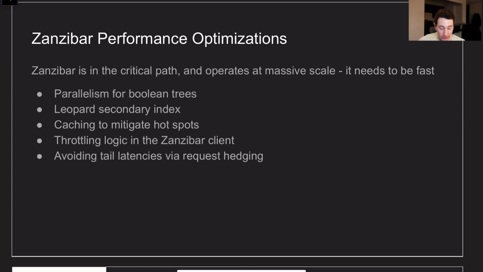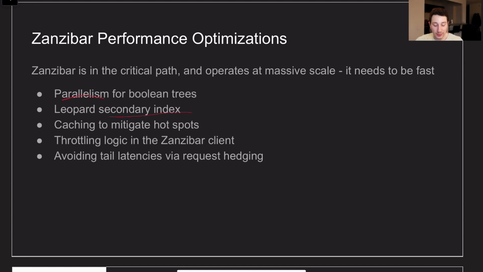Okay, this is really the meat of the video right here, so let's go ahead and get into it. Like we mentioned, Zanzibar's got to be low latency, it's at huge scale. How can we speed it up? Well, there's basically 5 things that it does at a high level that we're going to talk about in more depth. Number 1 is taking advantage of parallelism.